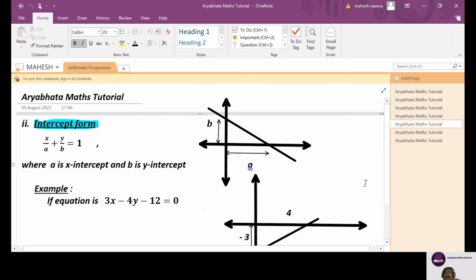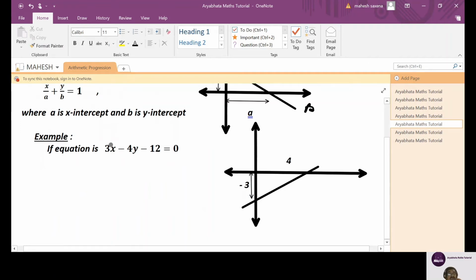Now we come to the second form of the straight line. Suppose a line AB makes an intercept a on the x-axis and b on the y-axis. Therefore, its equation can be represented as x/a + y/b = 1.